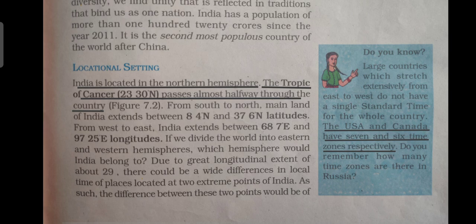India is located in the northern hemisphere. The Tropic of Cancer, that is 23.5 degree north, passes almost halfway through the country. From south to north, mainland of India extends between 8 degree 4 minutes north and 37 degree 6 minutes north latitudes. From west to east, India extends between 68 degree 7 minutes east and 97 degree 25 minutes east longitudes. If we divide the world into eastern and western hemispheres, which hemisphere would India belong to?